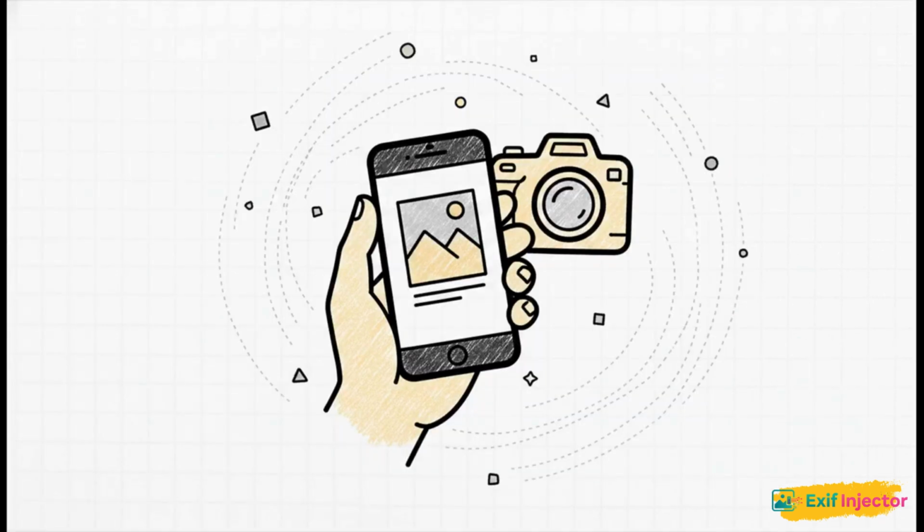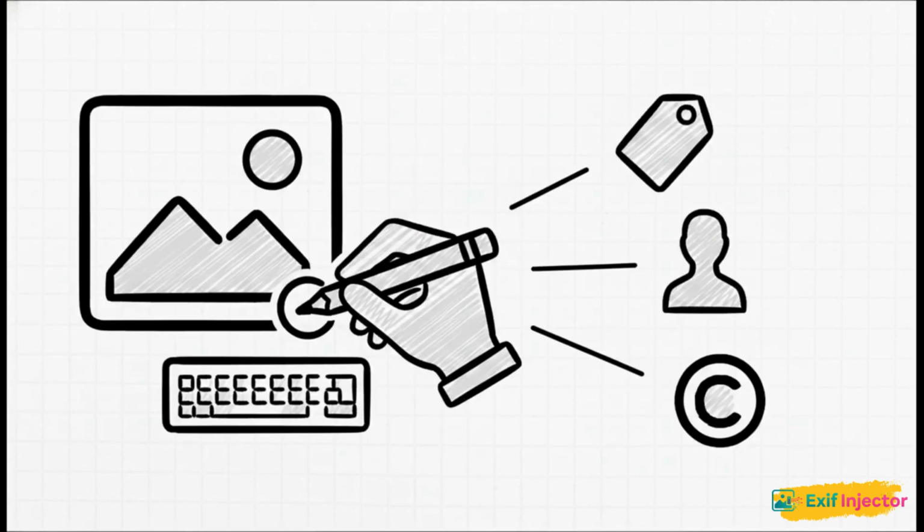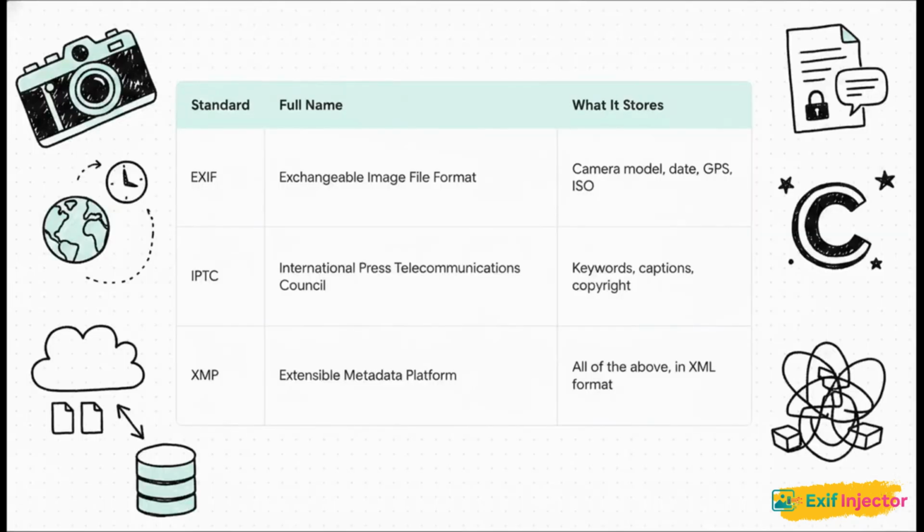Well, let's start with your photos. They're an absolute goldmine. Your phone automatically records all these technical details, and crucially, your exact GPS location. And then there's the info people add themselves, like captions or keywords to protect their work. So these three standards kind of team up, storing everything from camera settings to copyright info.